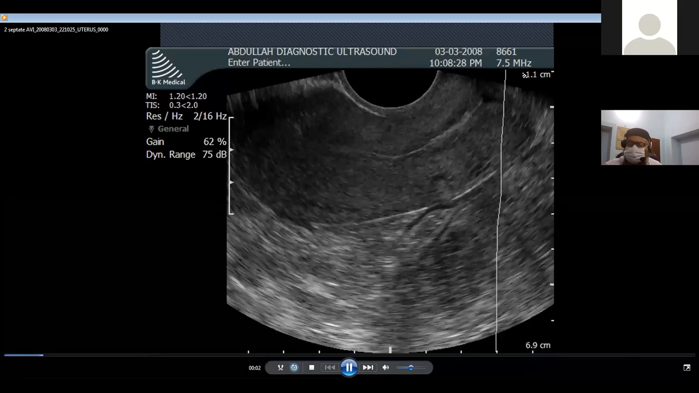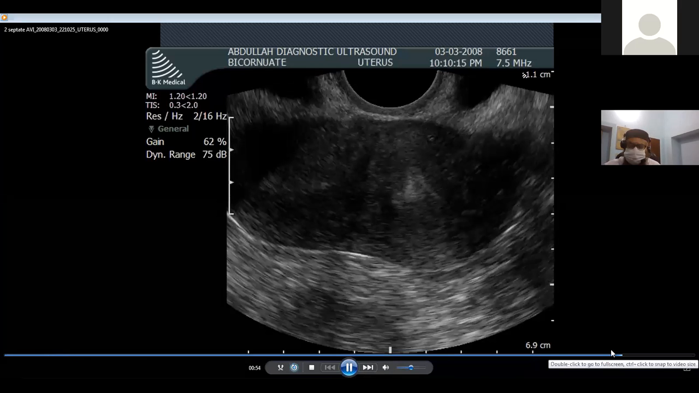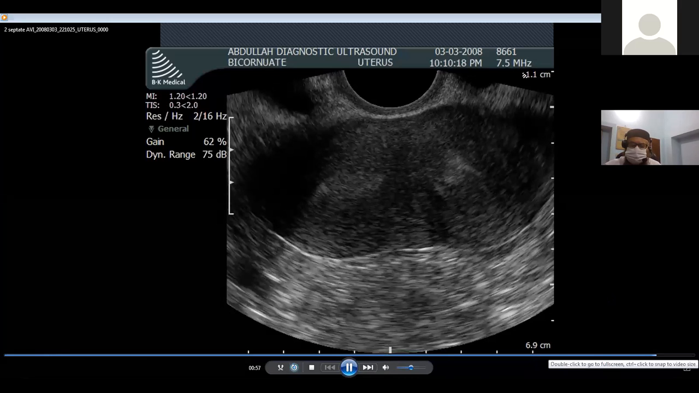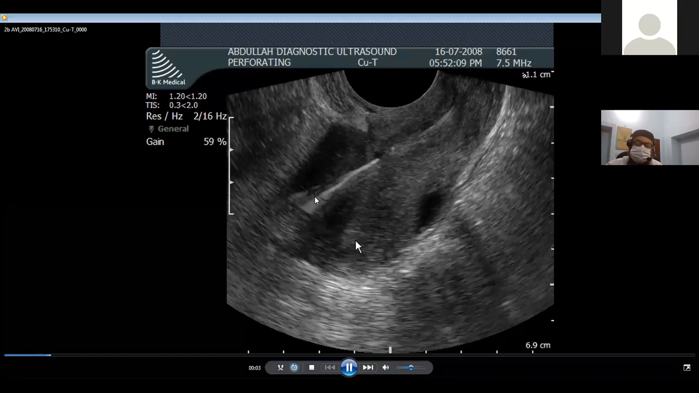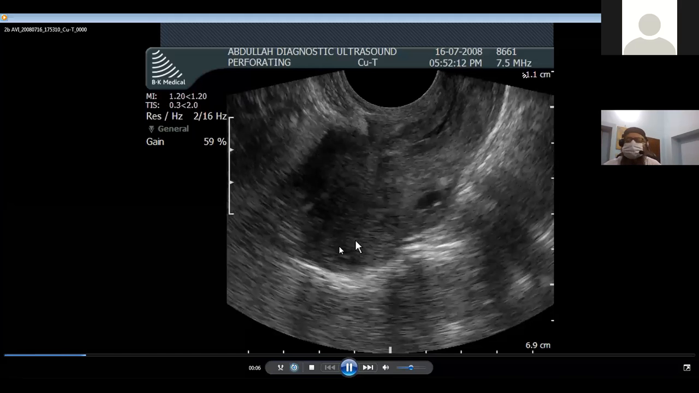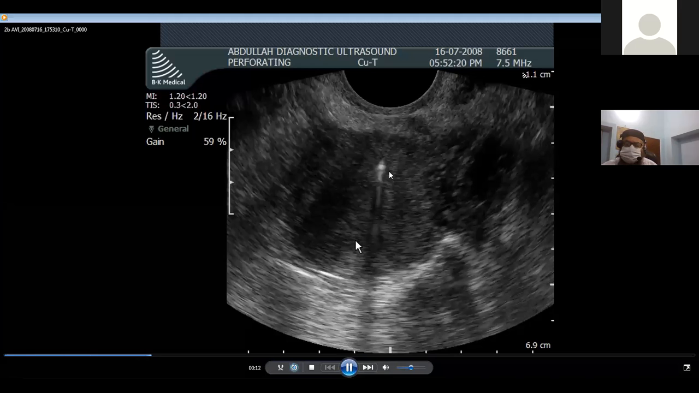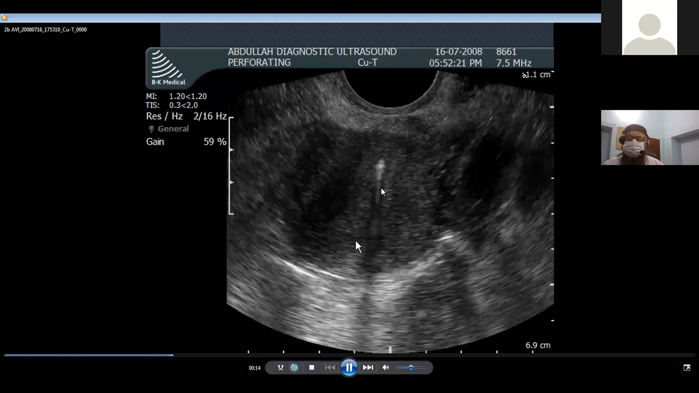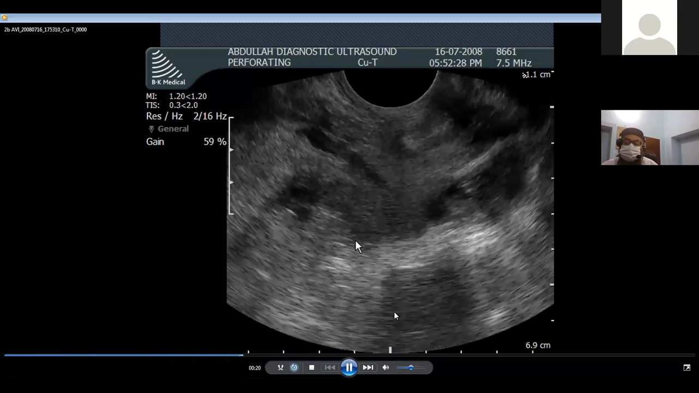So we have seen a septate uterus and also a septate uterus with one half gravid, one of the two. How are we going to see the copper T inside the uterine lumen? This is how it appears, a bright metallic copper T in the lumen of the uterus. And you can see the comet tail and the shadow of the copper T behind.